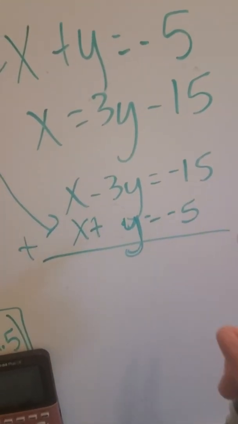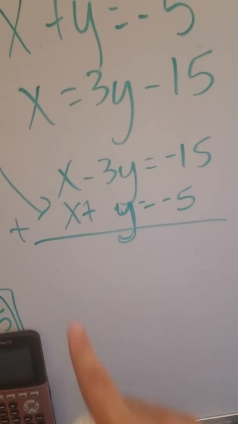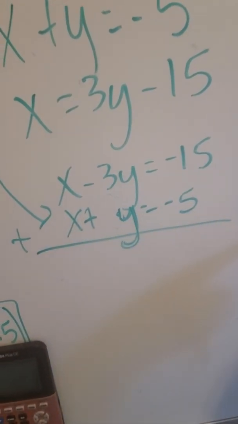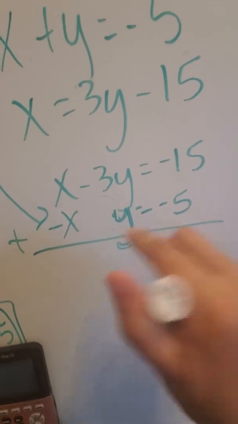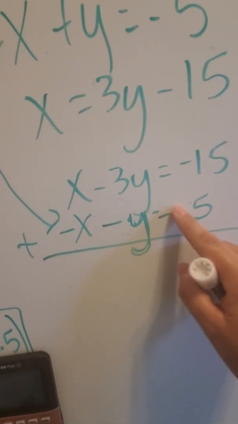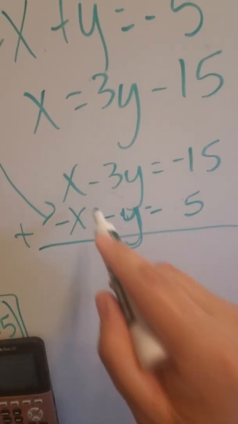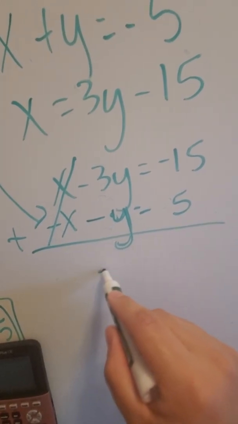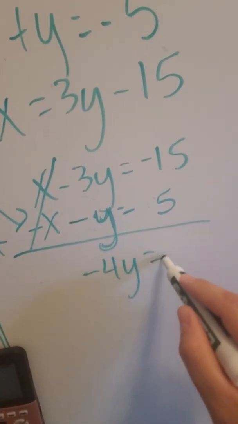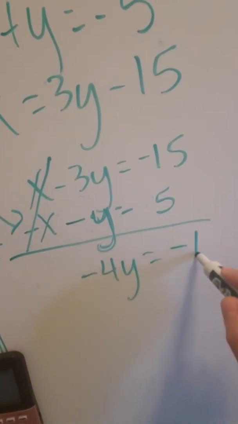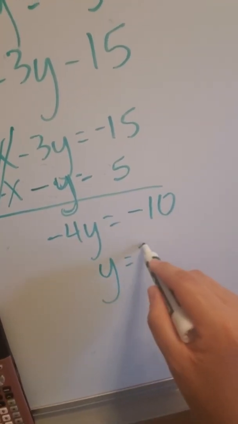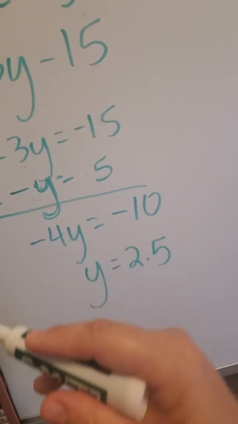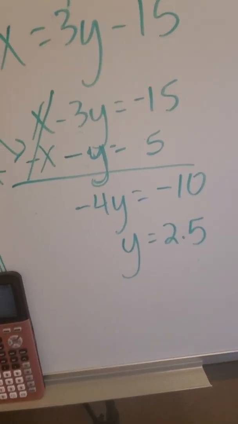Okay, if I add right now, they're not going to cancel. But if I change the signs on this bottom equation, it will, right? So if I make that a negative x, and that a negative y, and that a positive 5, make sure you change all the signs. My x's would cancel, and that would be negative 4y equals negative 10, right? And then I divide, and I should get 2.5, which is what we got earlier by using the calculator, right?